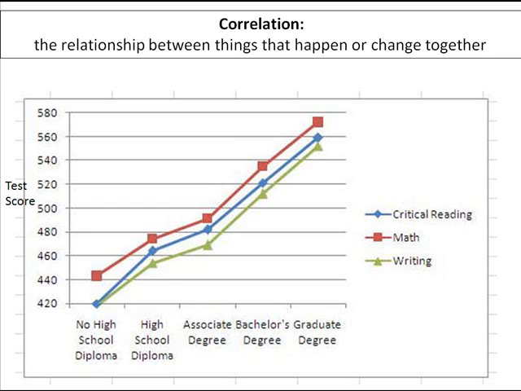And the word correlation simply means that there's a relationship between things that happen or change together. If you look at the graph, as one item changes, the amount of education or a higher degree achieved, then the other one changes with it. The test score goes up in these different areas. Therefore, there's a correlation, we would say, between the degree of education or the amount of education and the test score, and that's called a correlation.